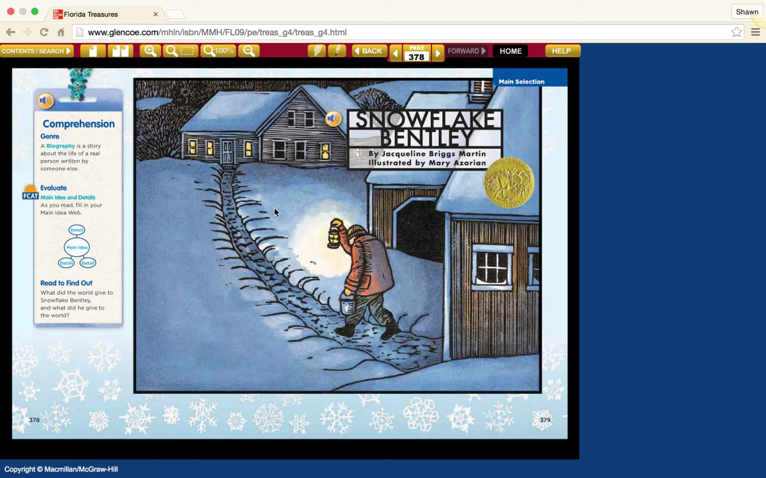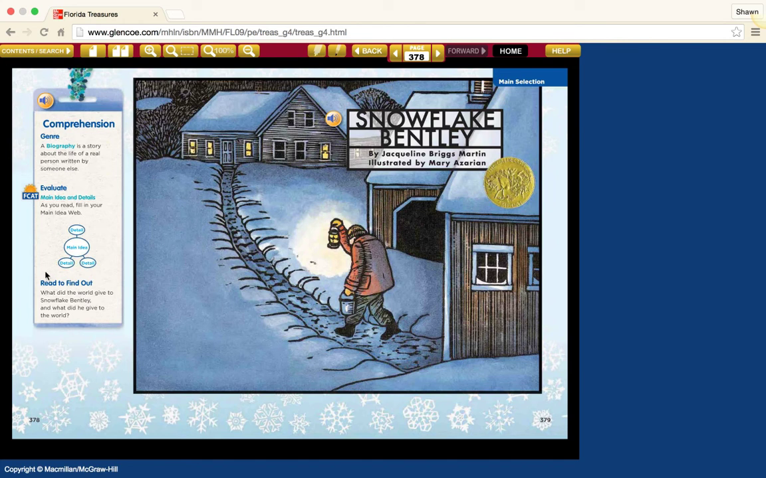We've been talking about text features, because they have been recreated in the imagination of an artist. But this ultimately is a biography, which, if you can see here with my cursor, is a story about the life of a real person written by someone else.